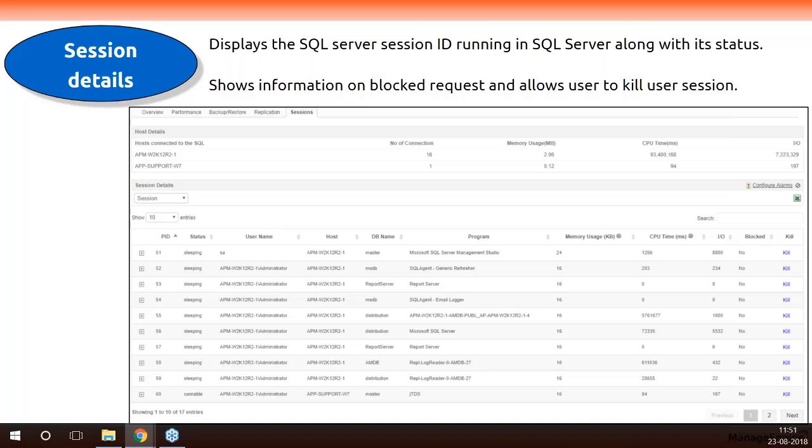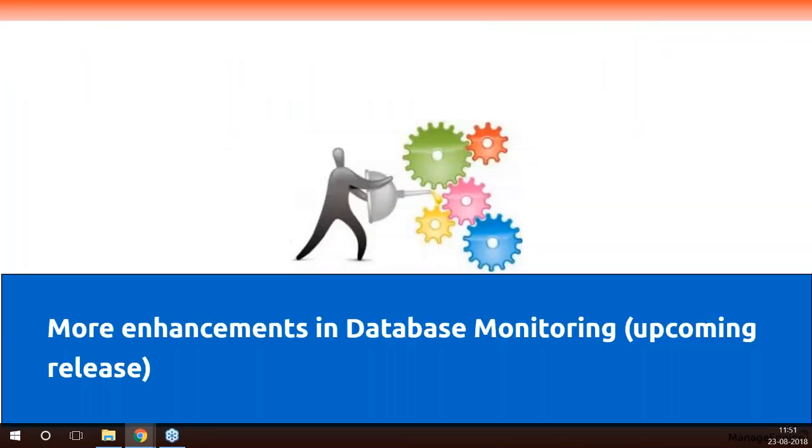Individual user-wise session details will be shown. You can see the status of the user, whether it is active or sleeping, and the username. SA is something like a database administrator user. Along with that, you can see other users who have access to the database, from which host they have initiated the session, to which database they have connected, through which program they have connected, and memory usage and total CPU time used. And the best part is you can also kill a session from the monitor page itself. So when you click on kill over here, this session gets killed from the SQL database itself.